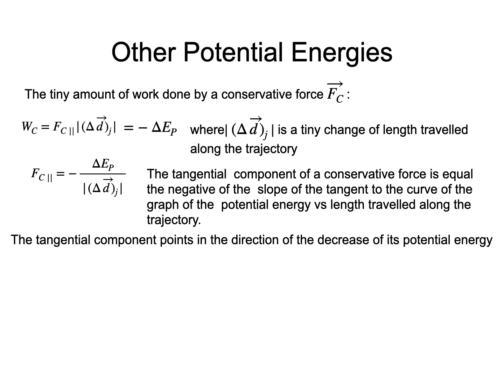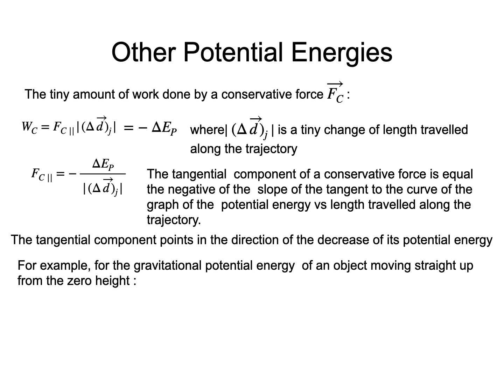A graph of EP versus the length traveled is easier to comprehend with a straight line trajectory, so let us study the example of a projectile moving straight up from the zero height. Here the height would be the length traveled, and the graph would look like this, since EG is a line with a slope equal to mg.